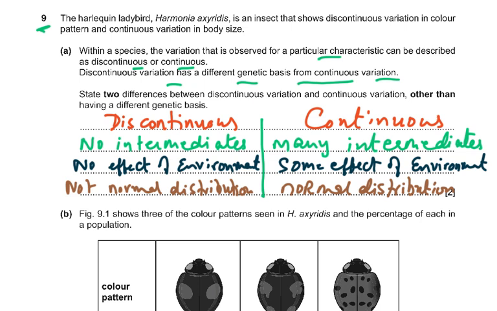So whenever you have to give differences and you have to compare, of course comparing means similarities and differences, but here it says state 2 differences between discontinuous and continuous variation. So I always say draw a line and write discontinuous on one side and continuous on the other side, and get away with doing a good comparison and getting your 2 marks.